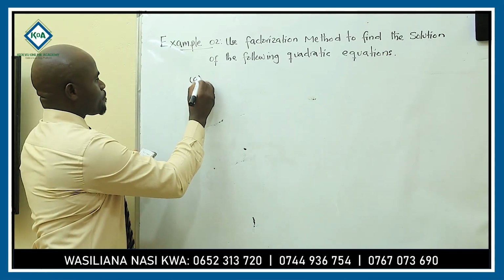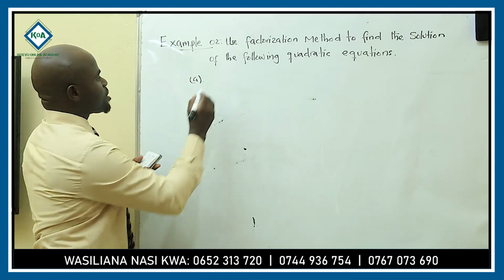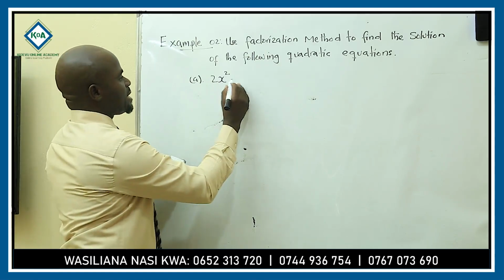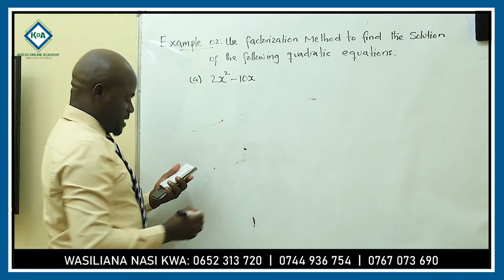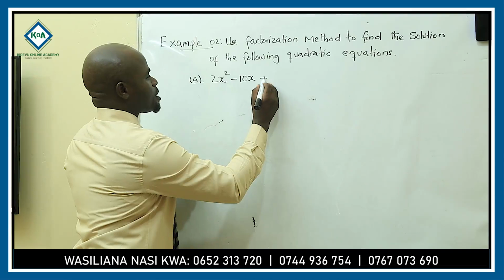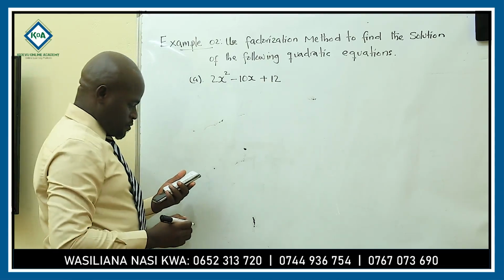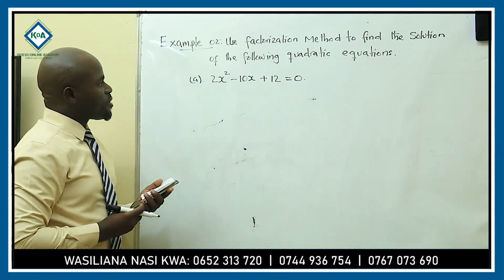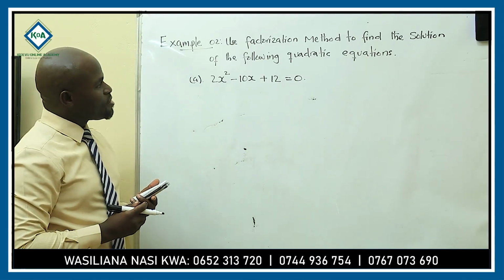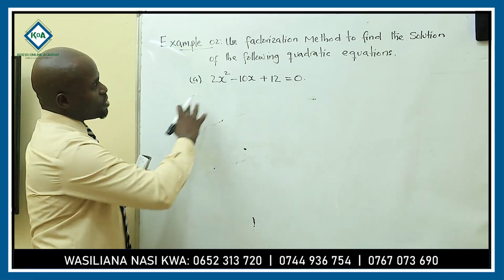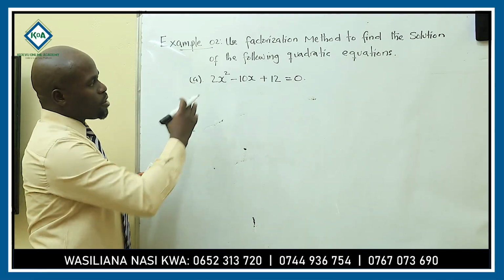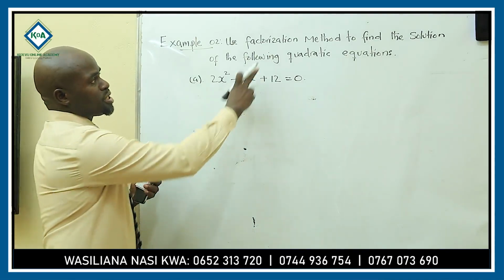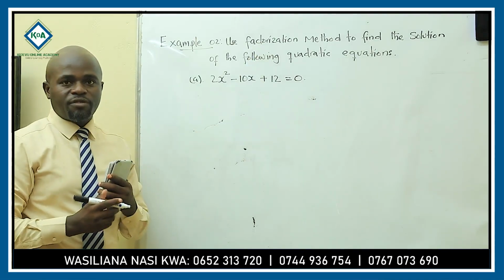A, we have 2x squared minus 10x plus 12 is equal to 0. Now, this is a quadratic equation, and we are going to find the solution of this equation by using our method, which is factorization.